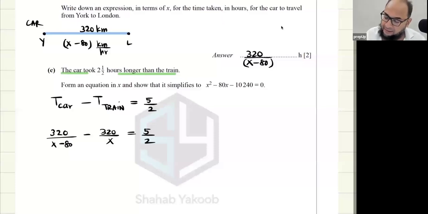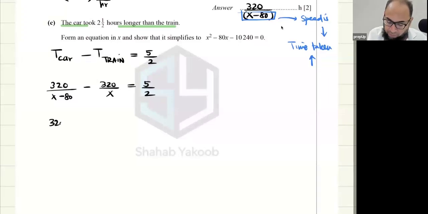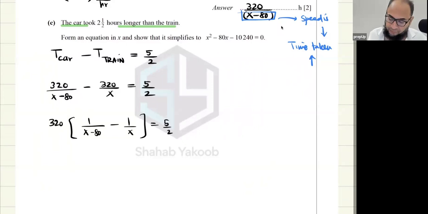Again, understand that when speed is reduced, the time taken is increased, inversely proportional. So now let's take 320 common. Let's write this thing as 1 over x minus 80 minus 1 over x is equals to 5 over 2. We have to form an equation in x and show that it simplifies to this thing.